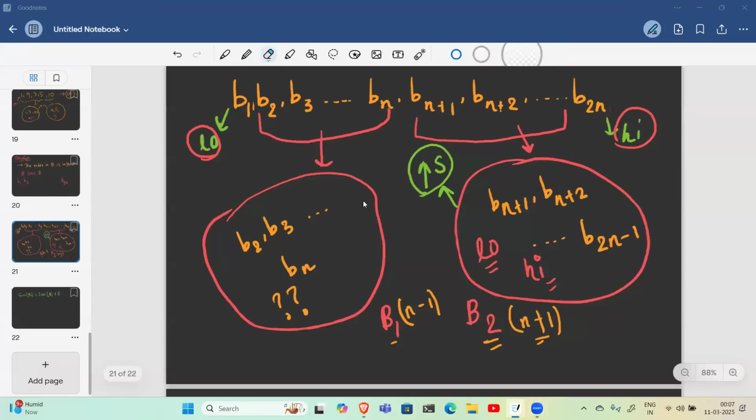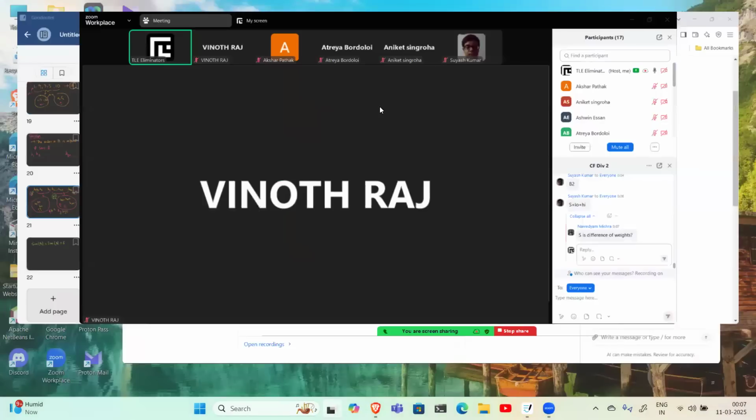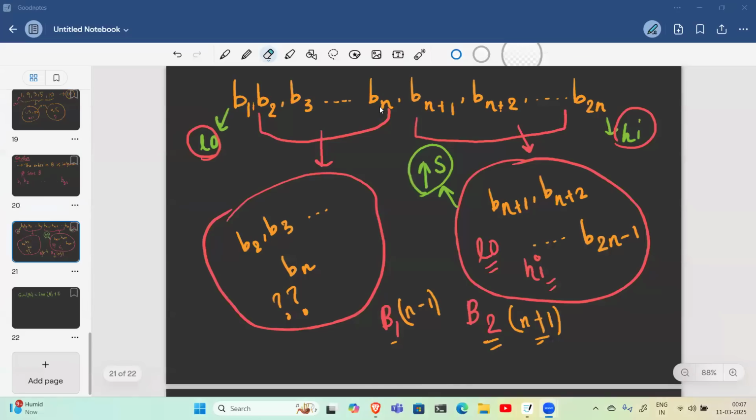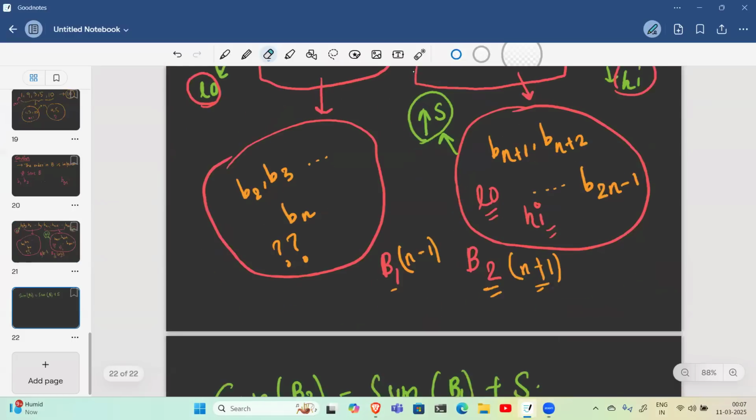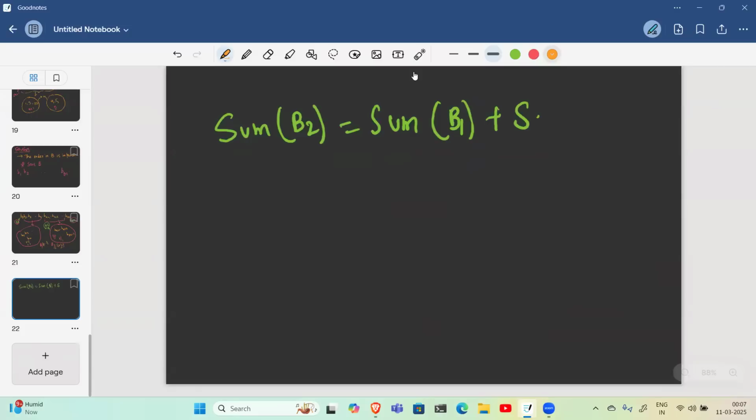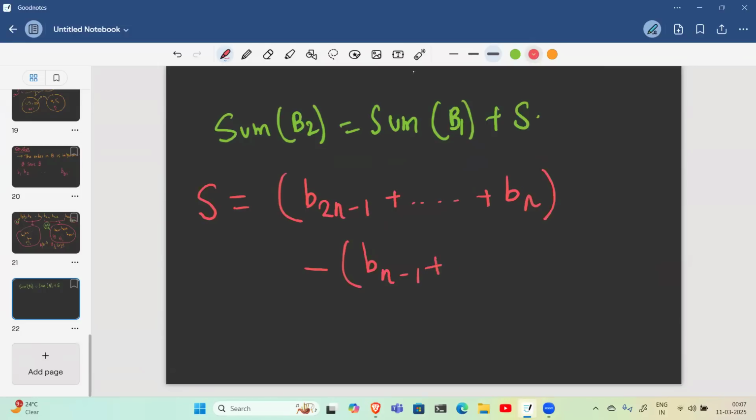Yeah, so let's start. Sorry for the disruption. Yes, Naivedyam, S is the difference of weights. So basically up to this moment, what was S? Let me formally write what is S. S was basically B2n minus 1 and it goes on till Bn, minus Bn minus 1 and it goes on till B2. So this was our S.